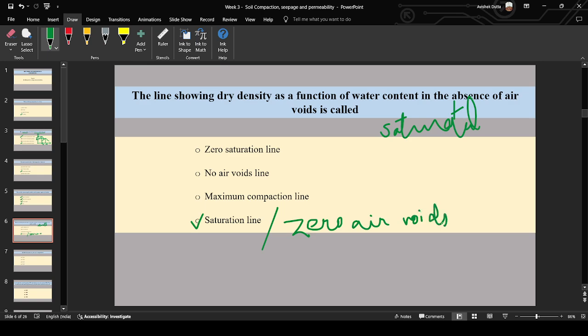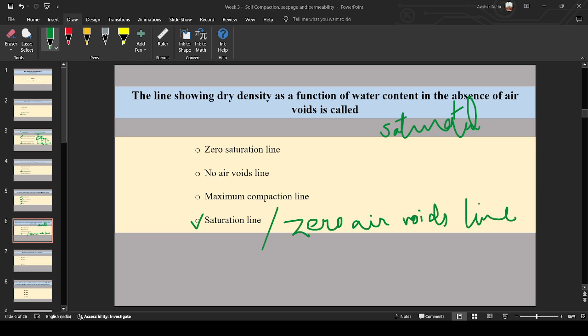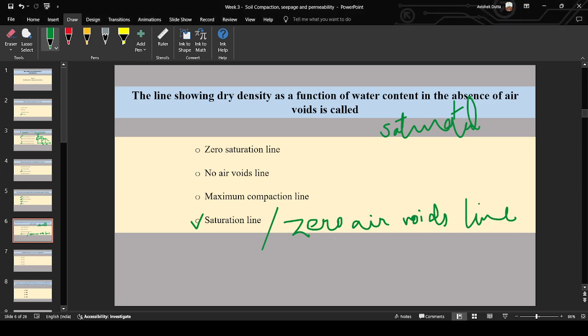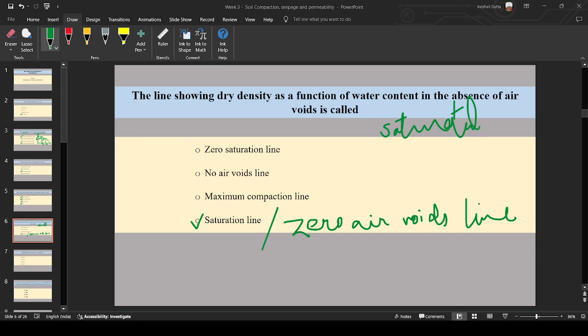Zero air voids line, saturation line or zero air voids line. Okay, it is not called no air voids line, it is called zero air voids line or saturation line. Yes, zero air void line. Okay, so this is the answer. I'll go to the next question.